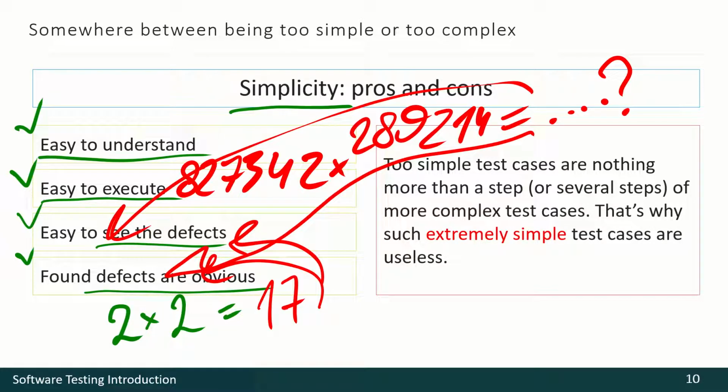So, once again, simplicity has advantages. But if this test case is extremely simple, it is usually no more than a step or several steps of more complex test cases. So this simple test case is absorbed by some more complex test case.